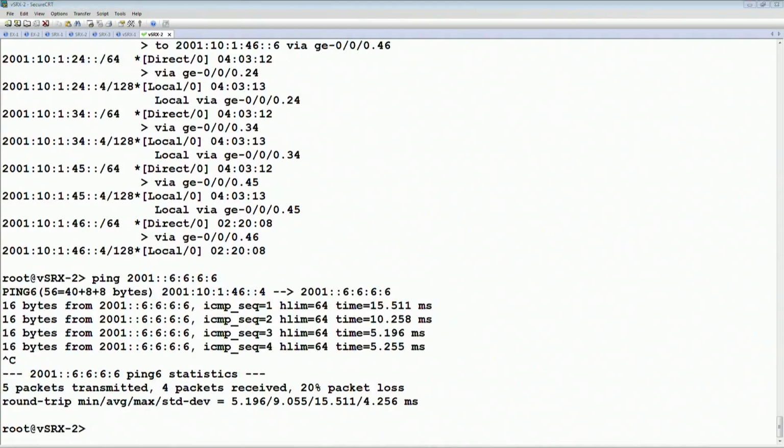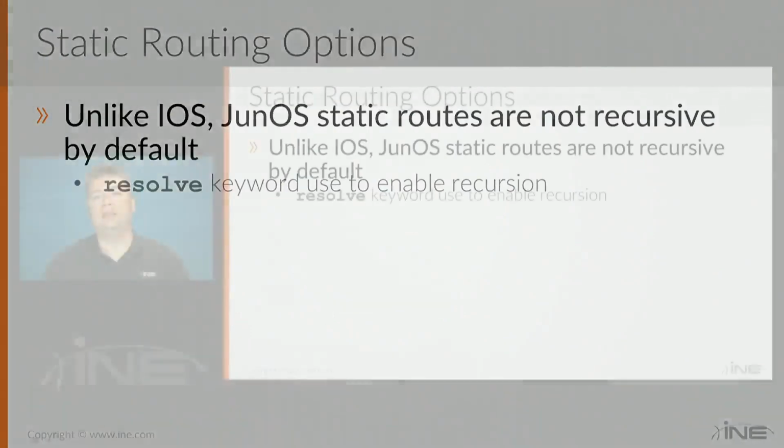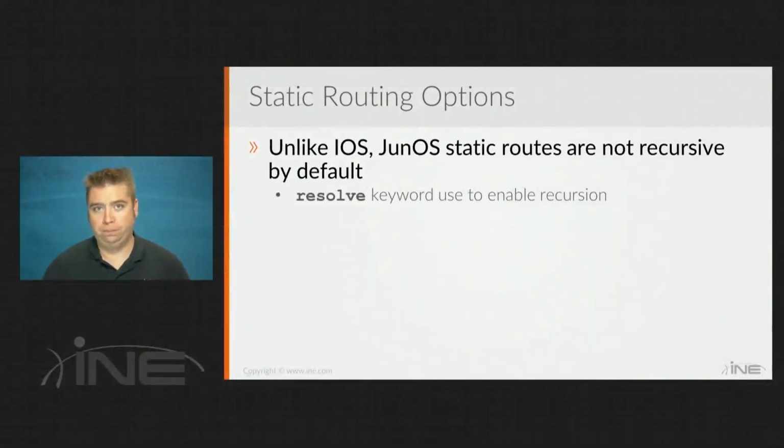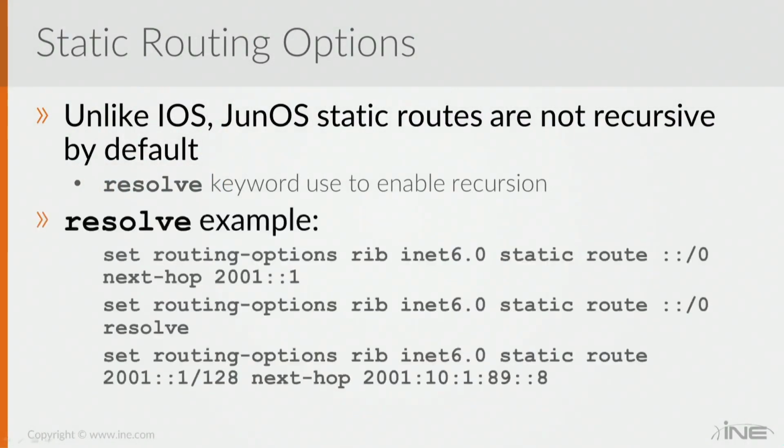Now, there are some other key differences between JunOS behavior and IOS. One of them is that static routes are not recursive by default. This means that if you configure one static route that points to another route, it's not going to be able to find the outgoing interface and actually install the route by default unless we add the resolve keyword. So for example, we have a situation here where there's one static route. In this case, it's a static default route, an inet6 route, so it's an IPv6 route for ::/0, which is our default. And it says the default route points to the next hop 2001::1.